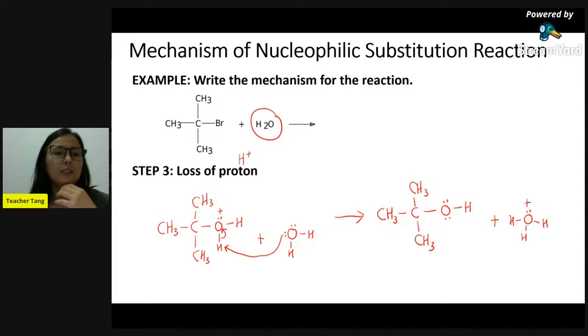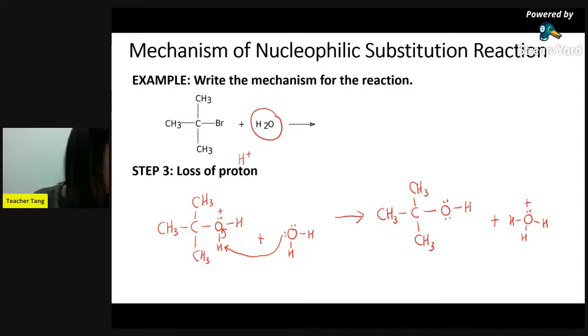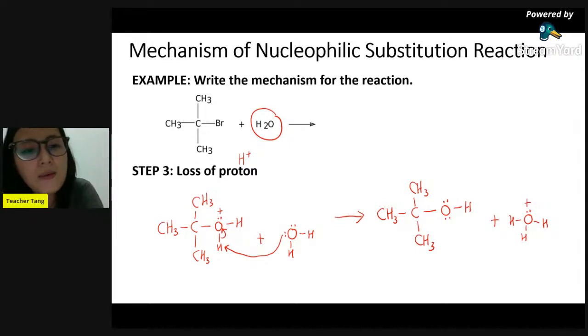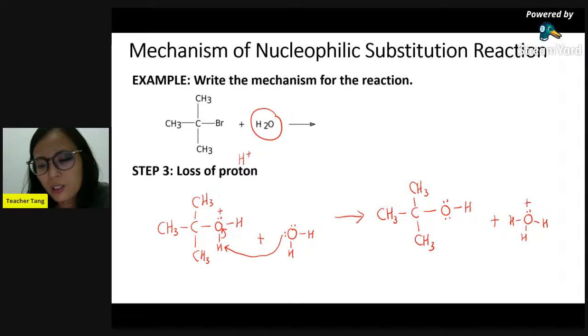Okay, so basically this is the 3-step reaction for SN1 on the tertiary haloalkane. So am I too fast, class? Okay, so SN1, SN2 reaction mechanisms, again, very important. Every year, definitely one mechanism will come out. So you need to learn this properly.